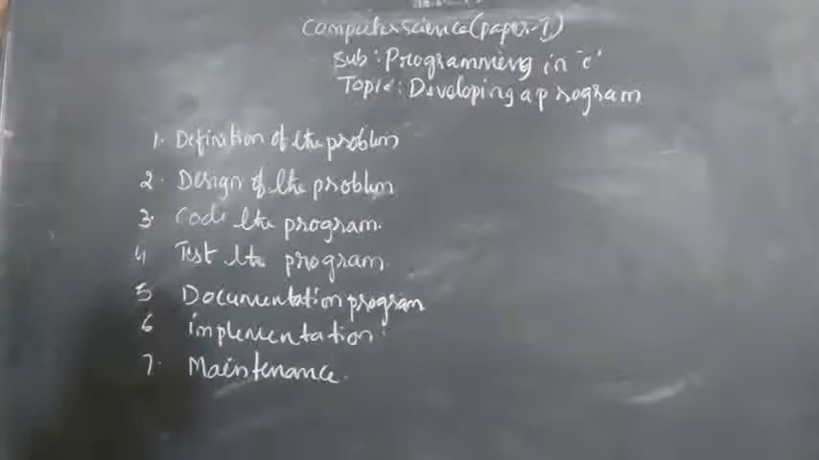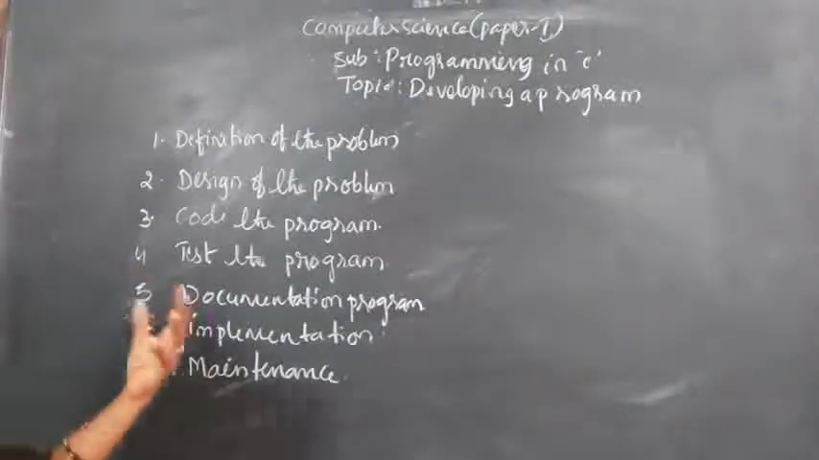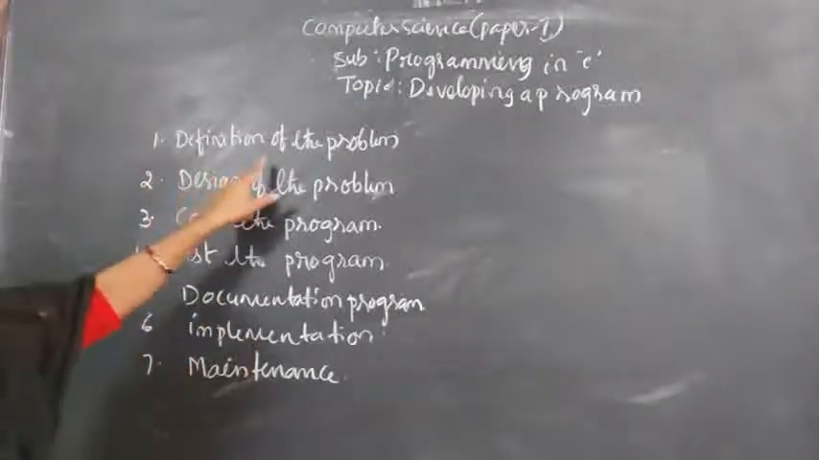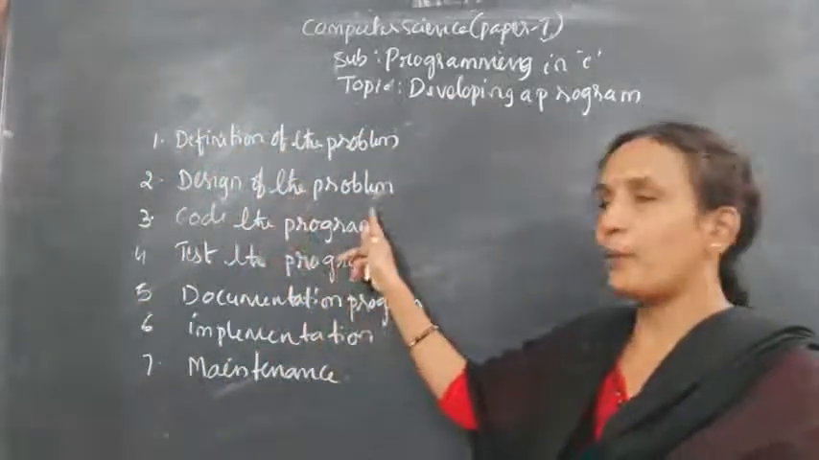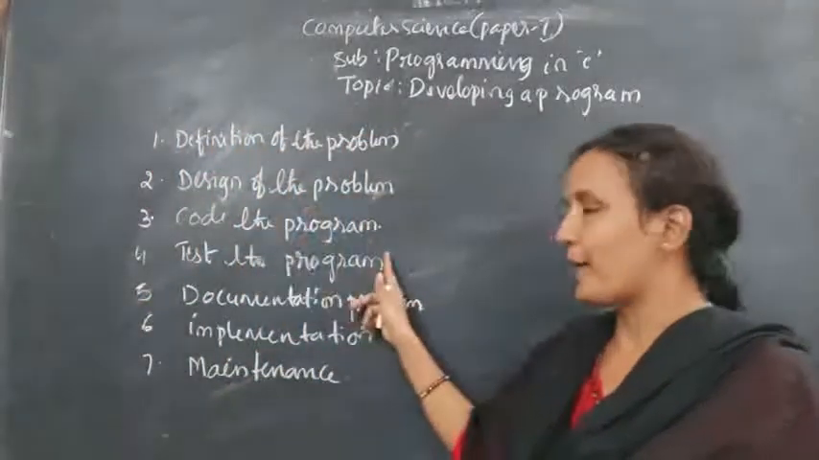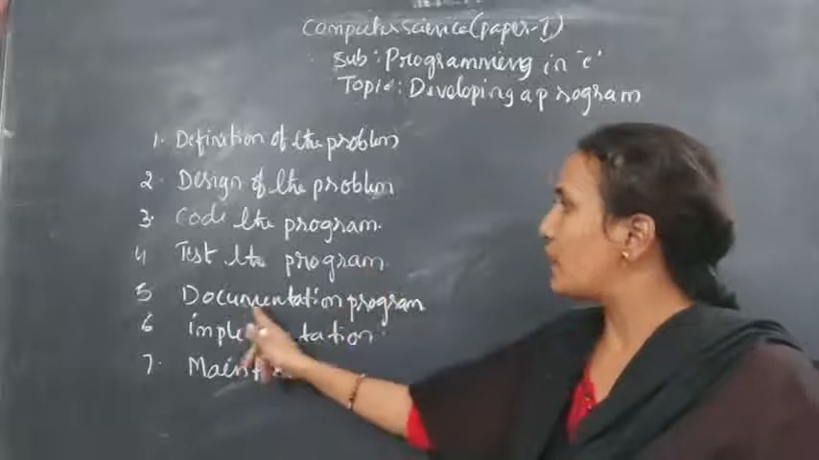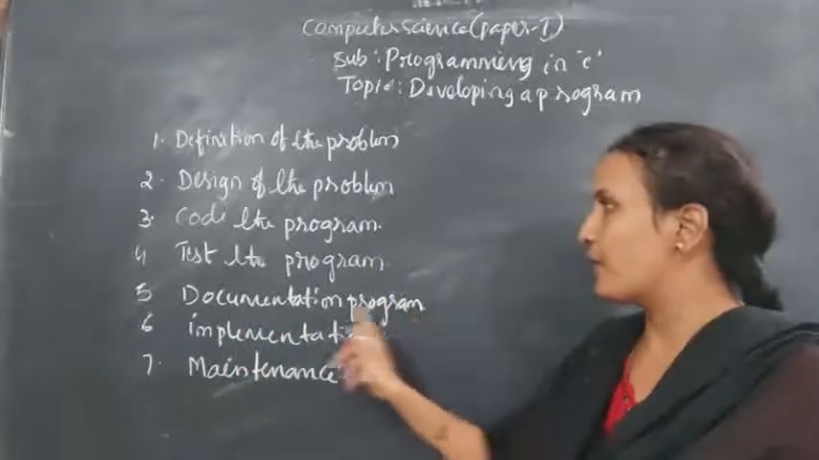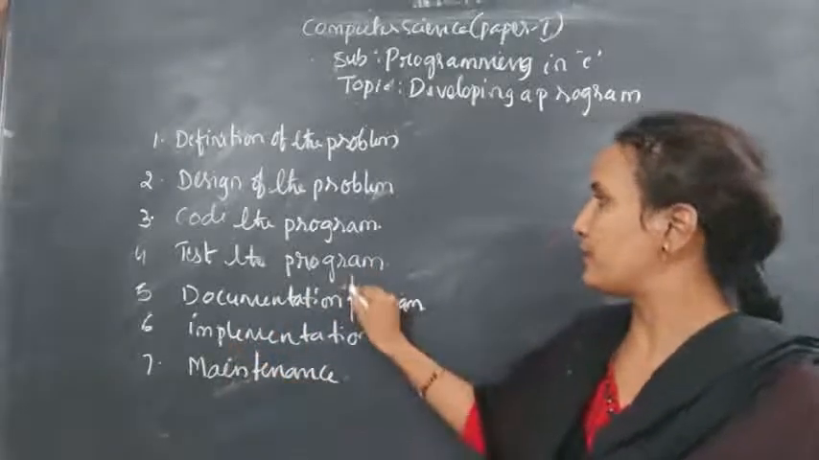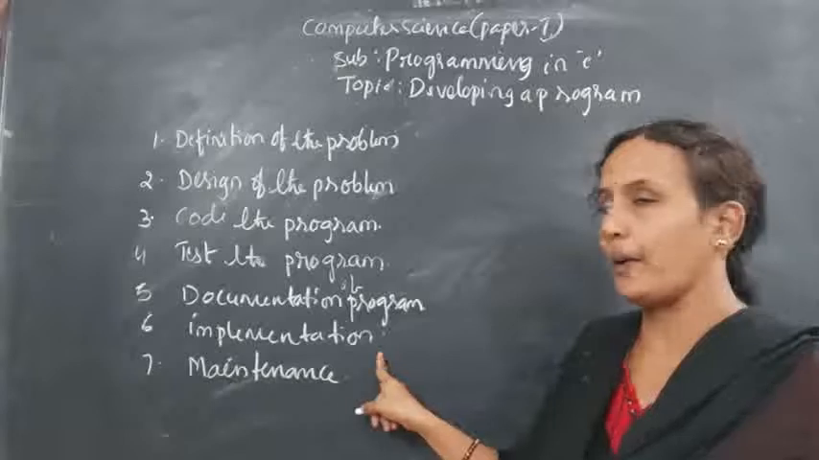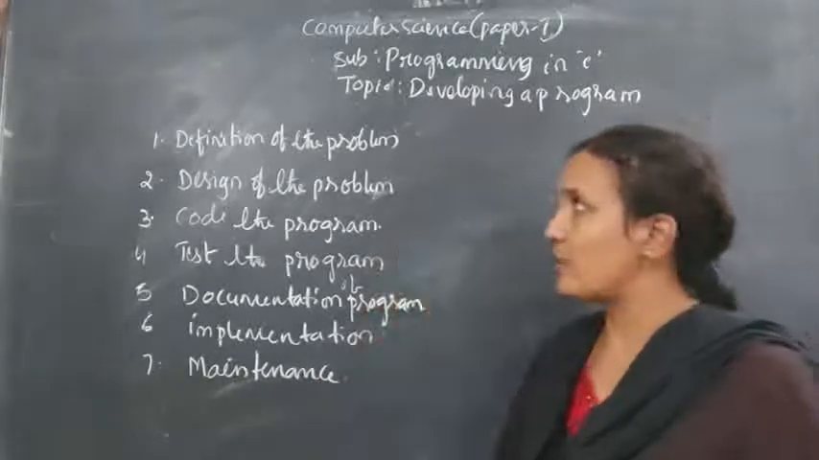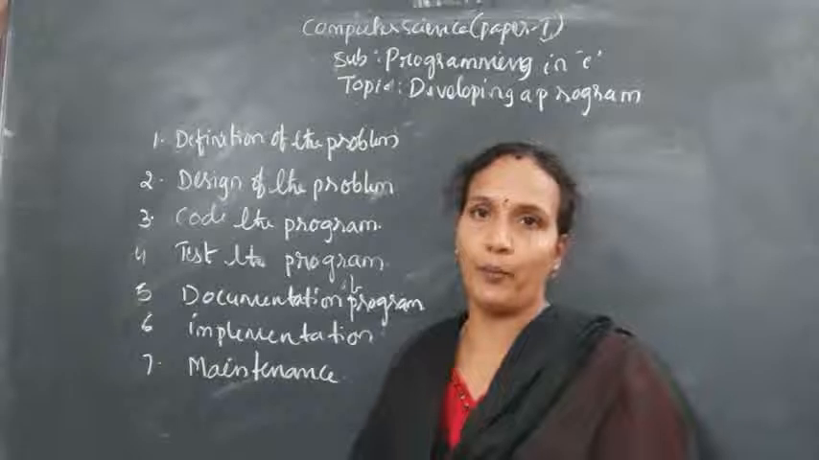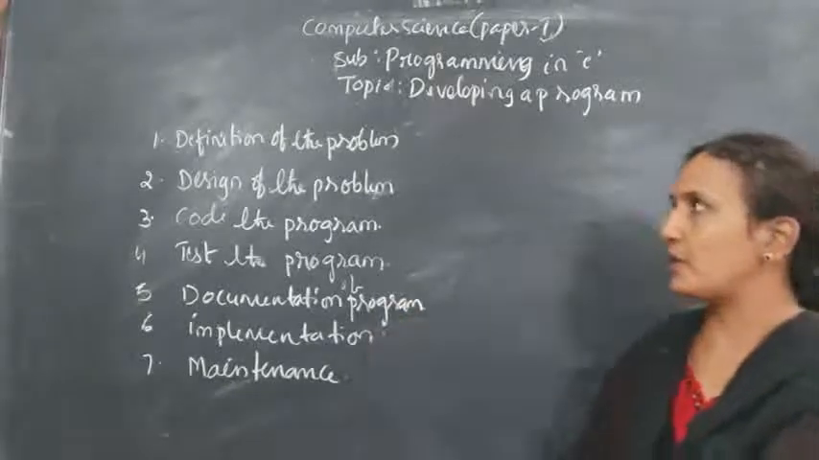Here we have 7 steps that you need to follow while writing a program. First one is definition of the problem, design of the problem, code of the program, test the program, documentation of program, implementation of the program, maintenance of the program. You take a screenshot of this. I will explain each and every point here.